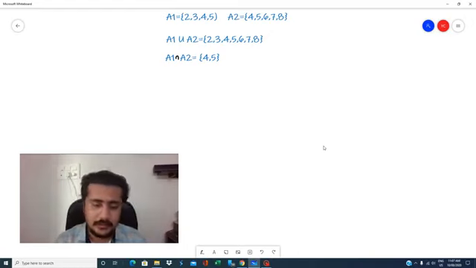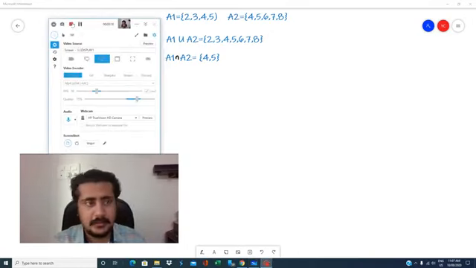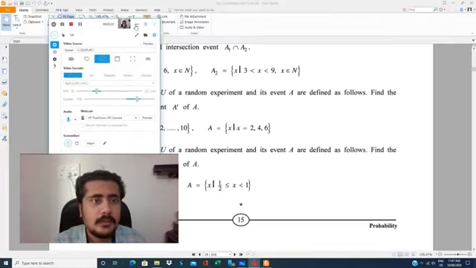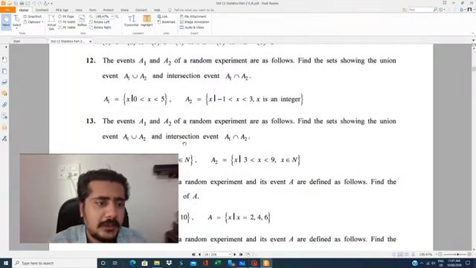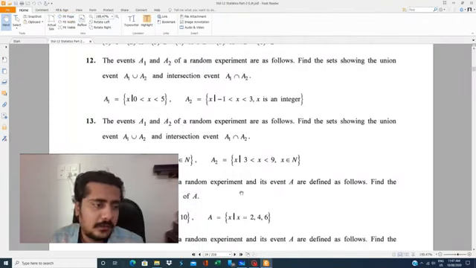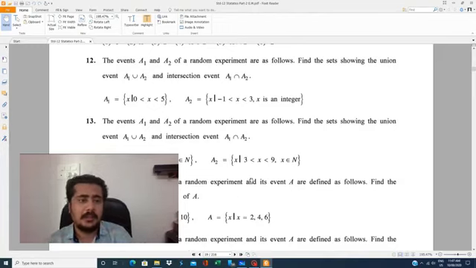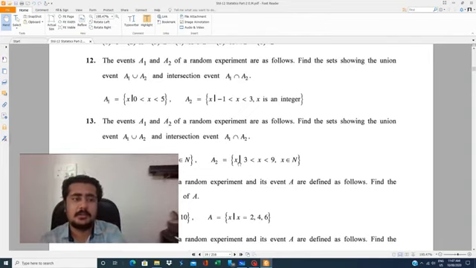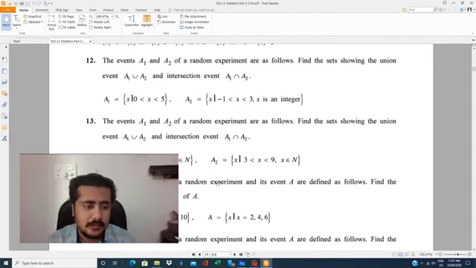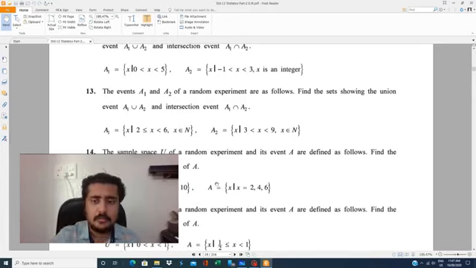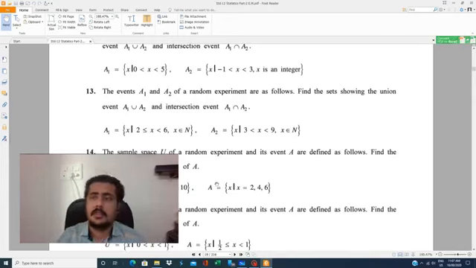So far in probability, we have completed the 13th sum in exercise 1.1. We are in exercise 1.1 and we have completed 13 sums. Now we are going to do sum number 14.